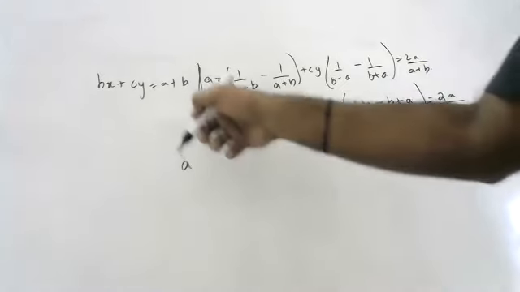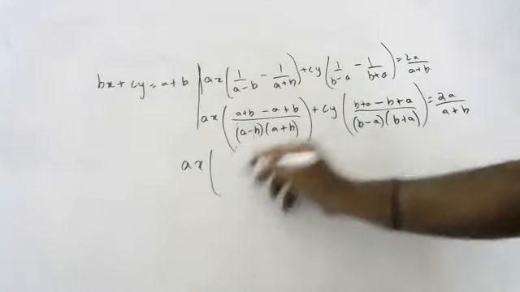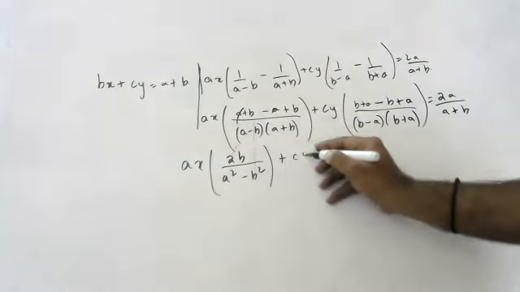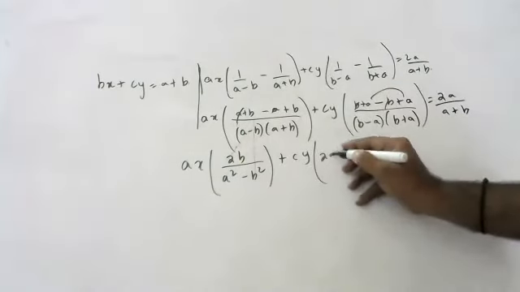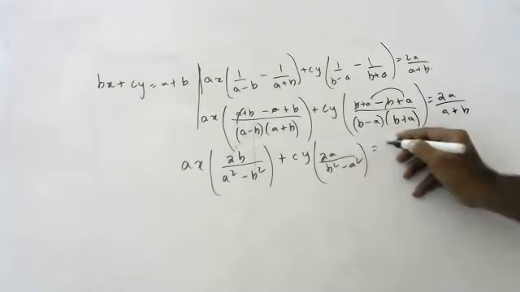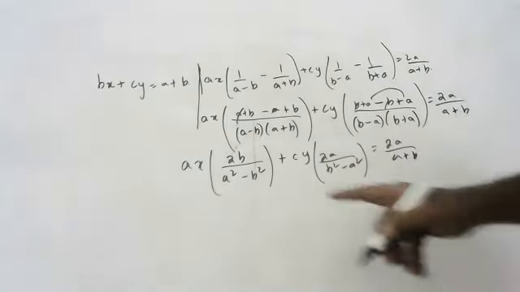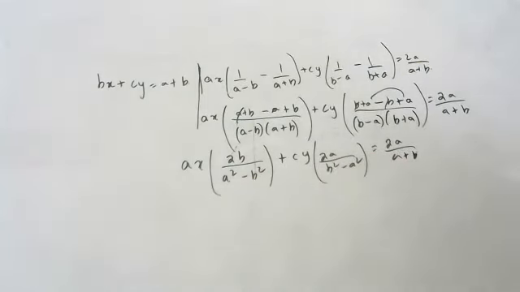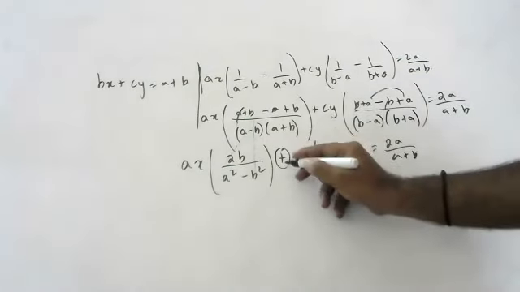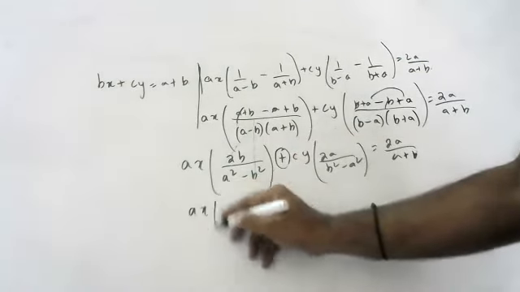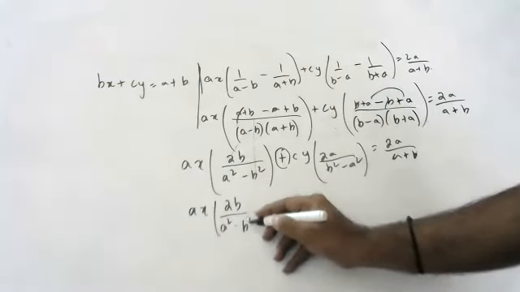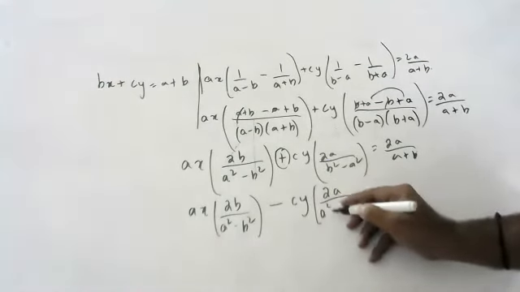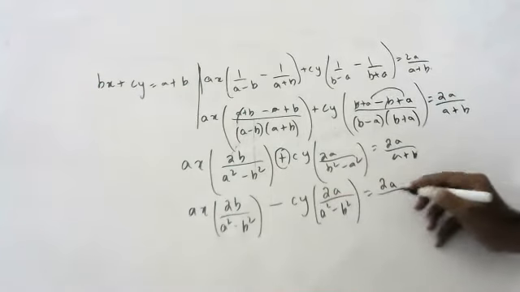This is easy, children. Ax into 2b by (a square minus b square), plus cy into 2a by (b square minus a square), is equal to 2a by (a plus b). Children, here a square minus b square, here b square minus a square. I want to make this common. Take minus common. Here if you put minus, this will become reverse, children. Ax into 2b by (a square minus b square). If I put minus here, cy into 2a by this also will become a square minus b square. Equal to 2a by (a plus b).